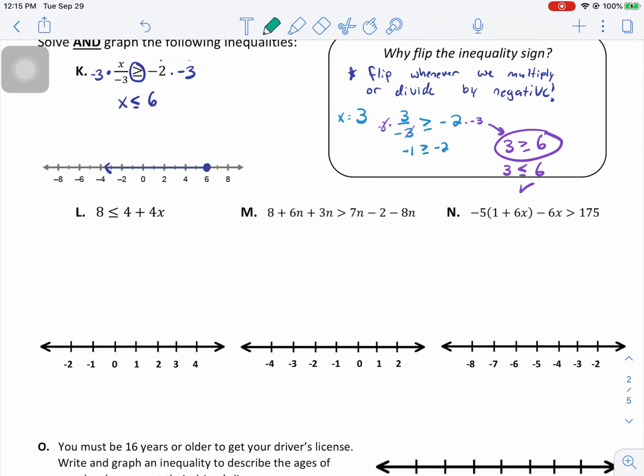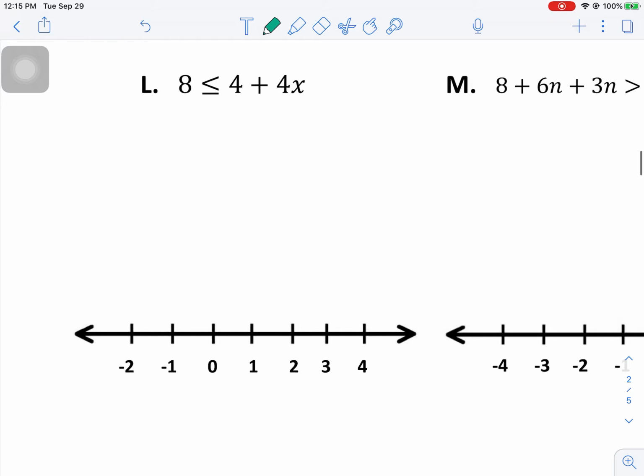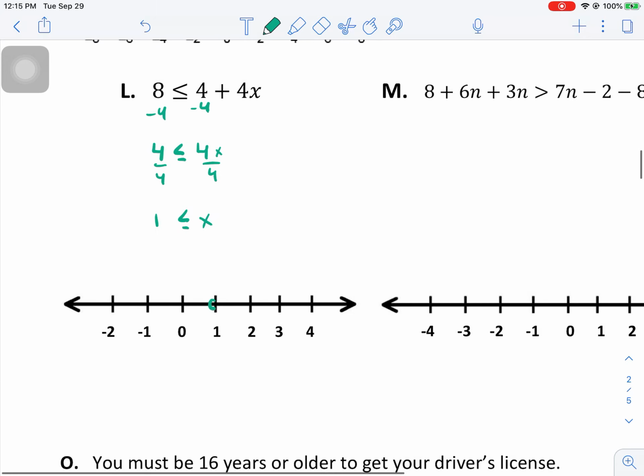All right. Continuing on. So just a couple solving examples here. We're going to solve for x. We would subtract 4. So 4 is less than or equal to 4x. Divide by 4. And we get 1 is less than or equal to x. So we go 1, close circle. This is saying 1 is less than or equal to. So all of my values are bigger than 1. So it's going this way.